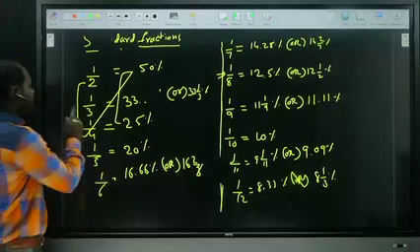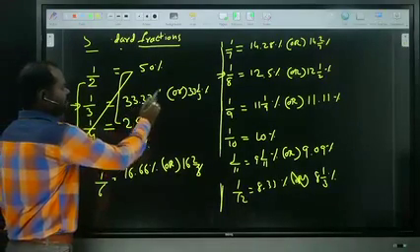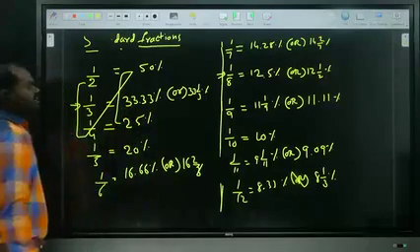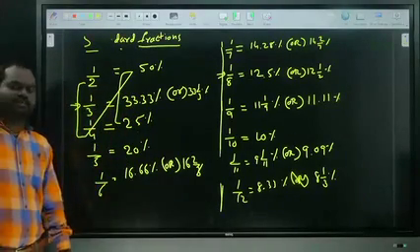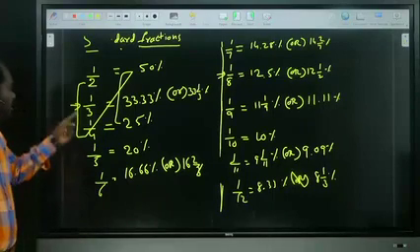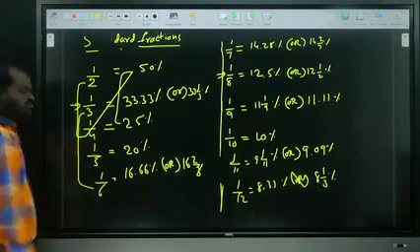Next, 1 by 3, 33.33 percent. Whenever 3 is there, you will get all the 3's. 1 by 3 is 33.33. Double of 3, what is the double of 3? 6.